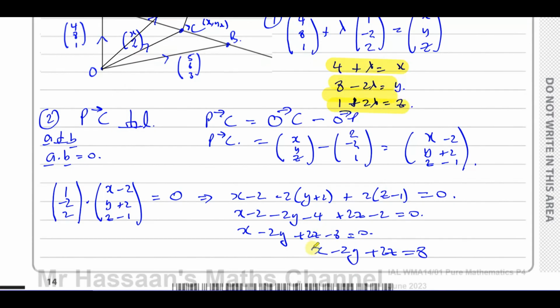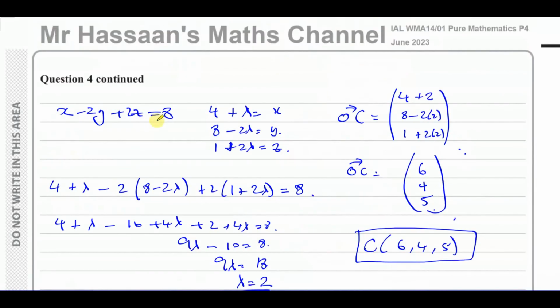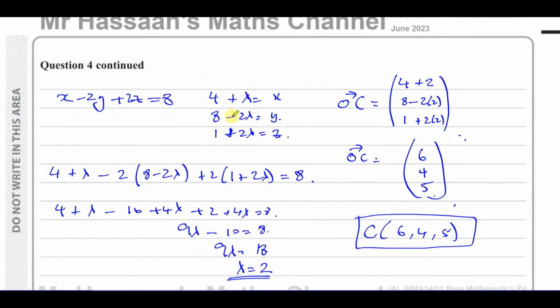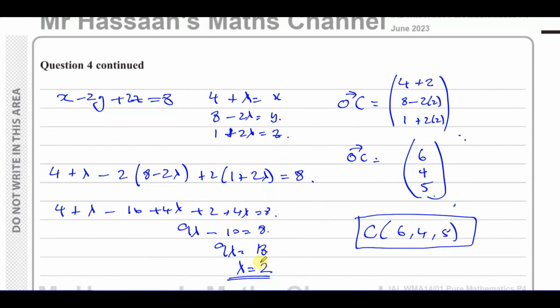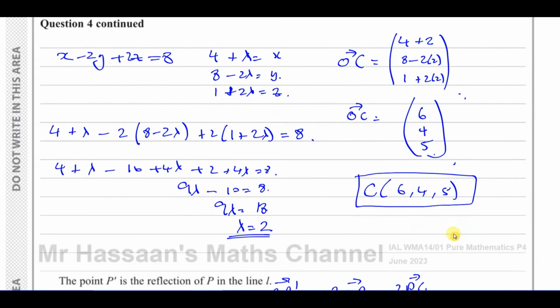All right, so we were able to use these equations here, replacing the x in this equation with 4 plus lambda, the y with 8 minus 2 lambda, and the z with 1 plus 2 lambda, and equating that to 8. That's what we did in this part, just a continuation of that. And we found the value of lambda at which the point C is, and then we replaced that into the equation. That gave the x coordinate, the y, and the z coordinate of the point C, and we found the coordinates of the point C.